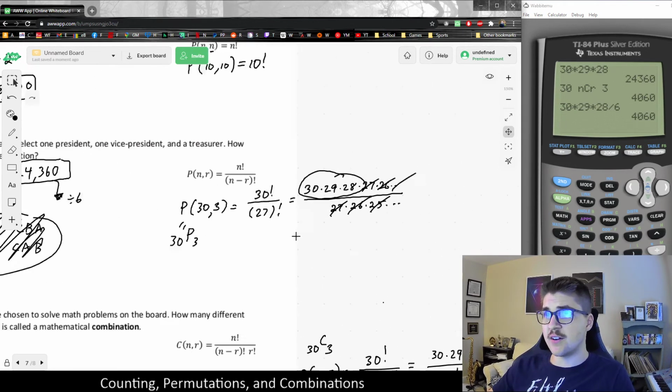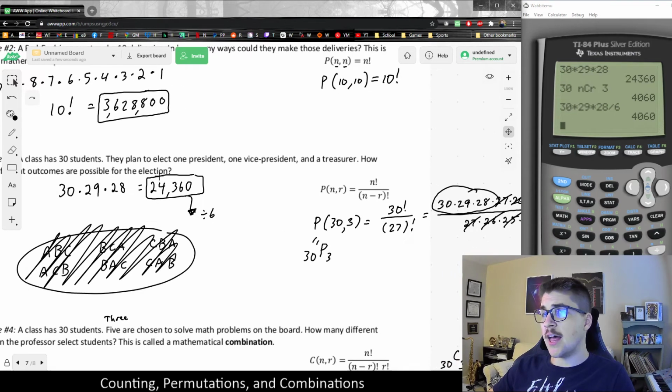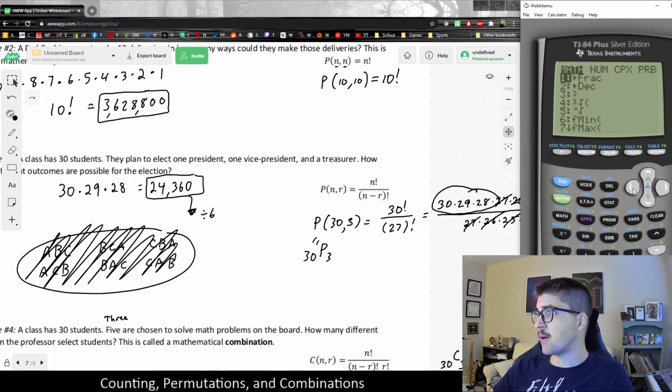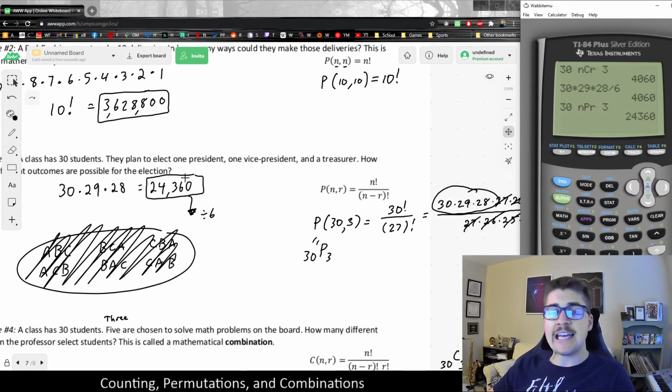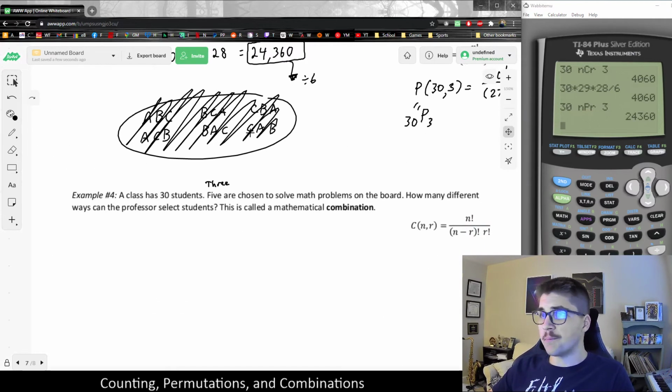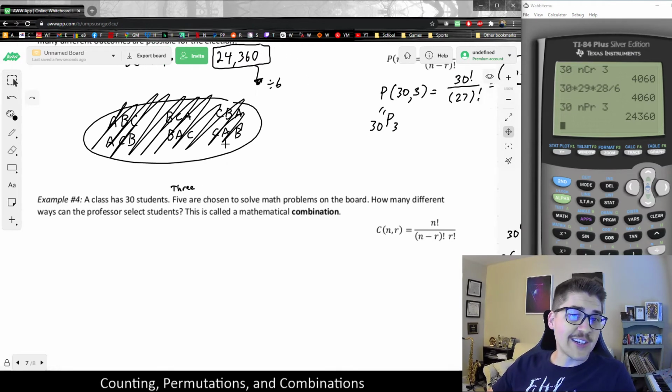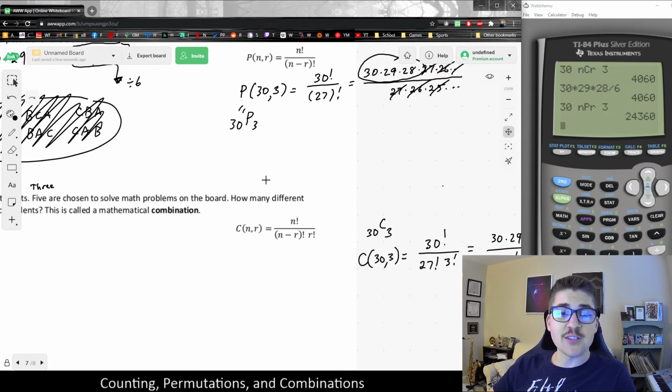Let's just verify our calculation for 30P3, or 30 permute 3, people often say. If we do 30 math probability, again, that would be number 2, 3. That would give us this number, again, which matches what we got before. So long story short, your calculators typically will have these formulas for permutations and combinations in them. So what is more important is that you understand when to use these things.